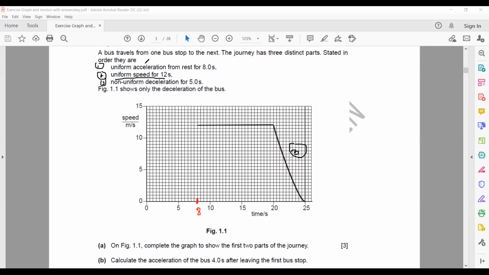And the first part, it was a uniform acceleration. Uniform acceleration means constant acceleration. So how do we represent a constant acceleration? We represent it by a straight line. So this represents that it was having a constant acceleration. So this is part one, part two, and part three is already done for us. Is it clear? Is it clear, this part?